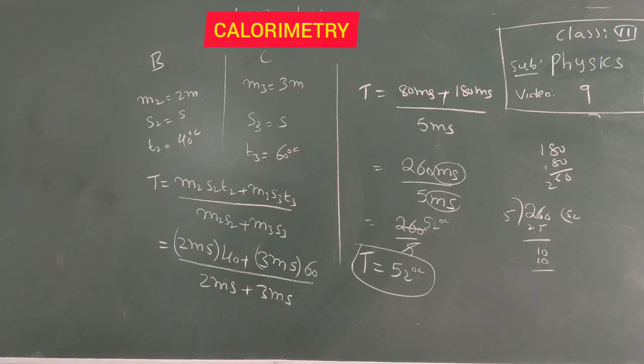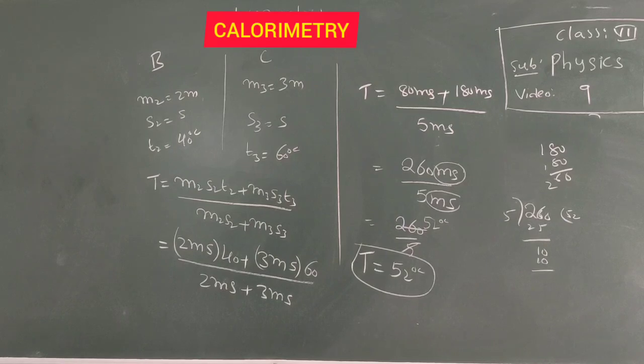If B and C are mixed together, then the resultant temperature is 52 degrees Celsius. Listen once again. B: mass M2 equal to 2M, S2 equal to S, and T2 equal to 40 degrees Celsius. And C liquid of mass equal to 3M, specific heat capacity equal to S, and temperature of the C liquid equal to 60 degrees Celsius. Then find the resultant temperature if these two are mixed together.